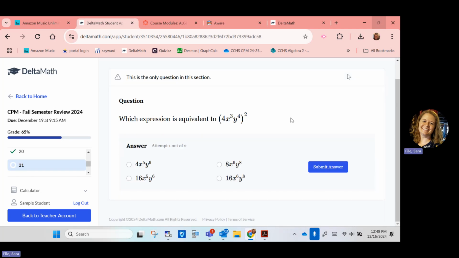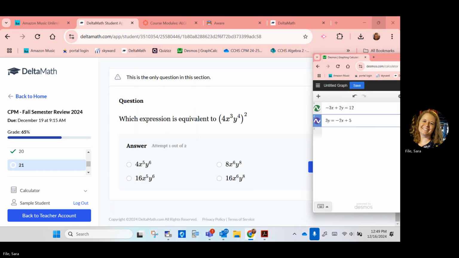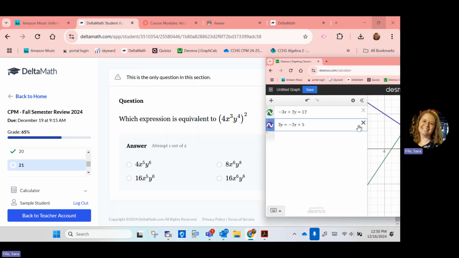All right, on 21, which expression is equivalent? So this is another one where you have to kind of go through using your exponent rules. So I can't graph this, but I'm just going to use these lines in Desmos to show my work. So I've got 4x cubed, y to the 4th, and then all of that is raised to the 2nd power.